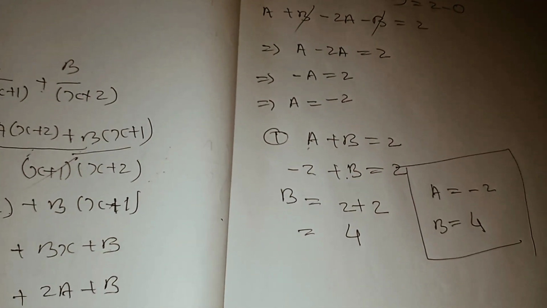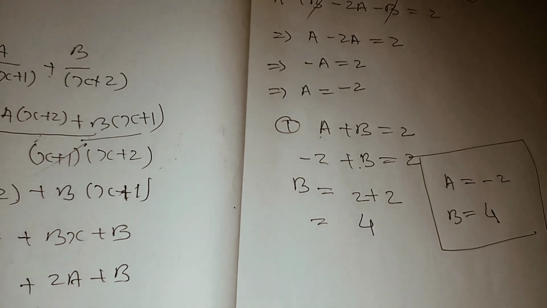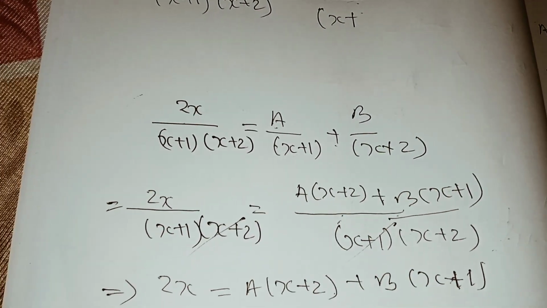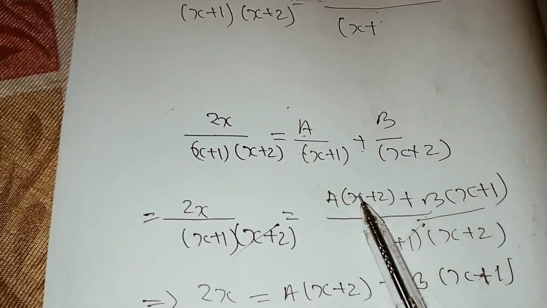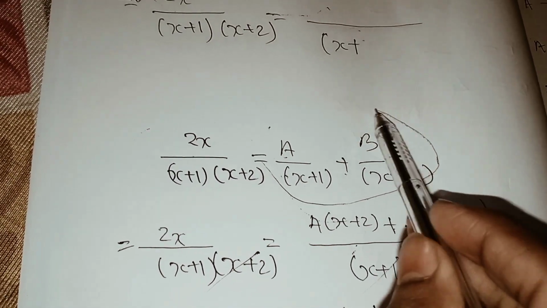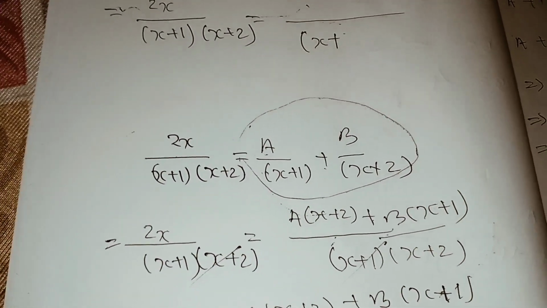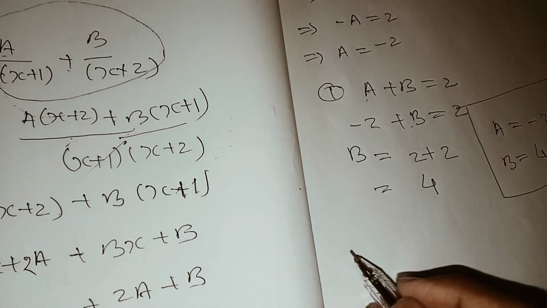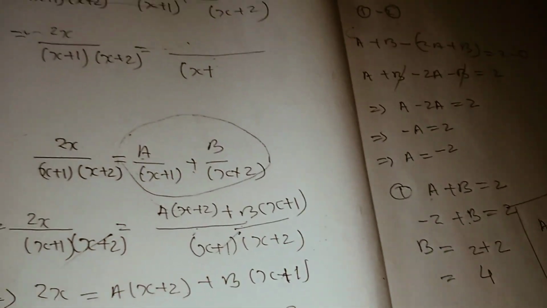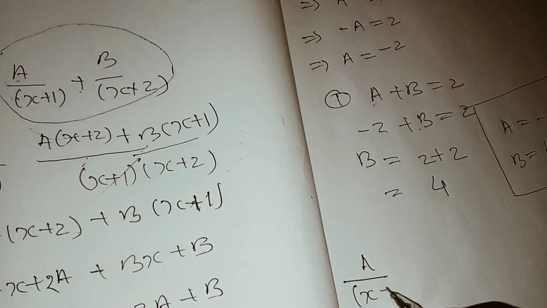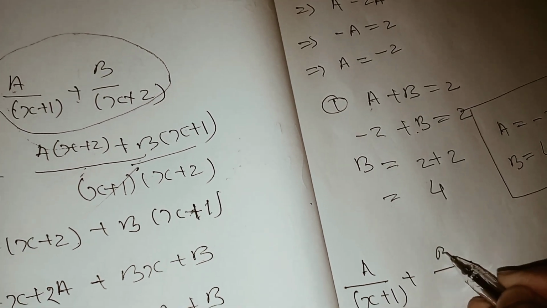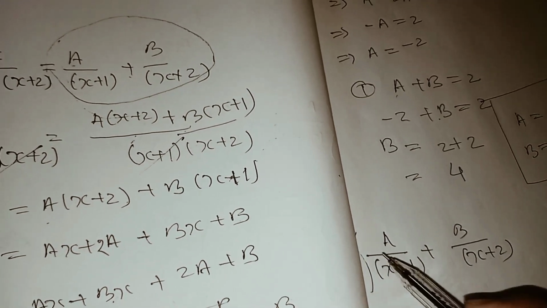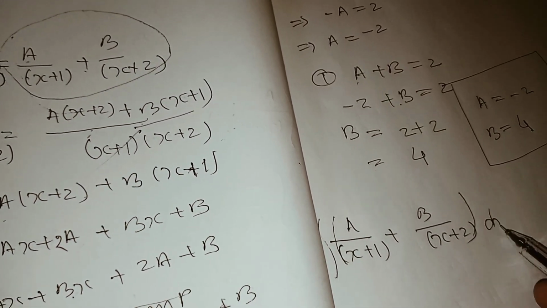So our main aim is to find the values of a and b, and this value we just have to put in the partial fraction. This is the partial fraction value. Just put it here, and we have to integrate, and finally we get our answer. So in the partial fraction, a divided by x plus 1 plus b divided by x plus 2, just we have to integrate with respect to dx.